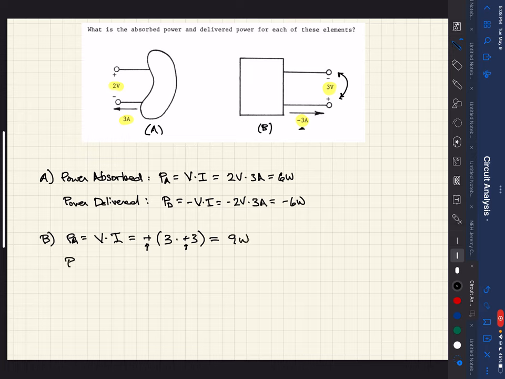Similarly, the delivered power is negative V times I. So in this case, we're just going to have 3 times negative 3 amps, which gives us negative 9 watts. So these are the solutions to the values that they asked us to calculate.